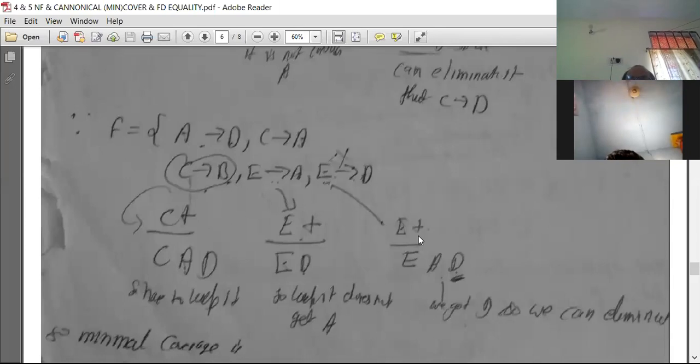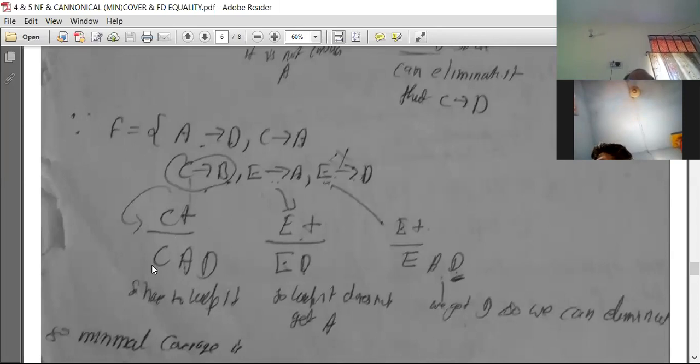That means the place where you find it, we have to delete the FD from that place, and we will keep all the other FDs over here. Now C tends to B I got. I'll again find the closure.